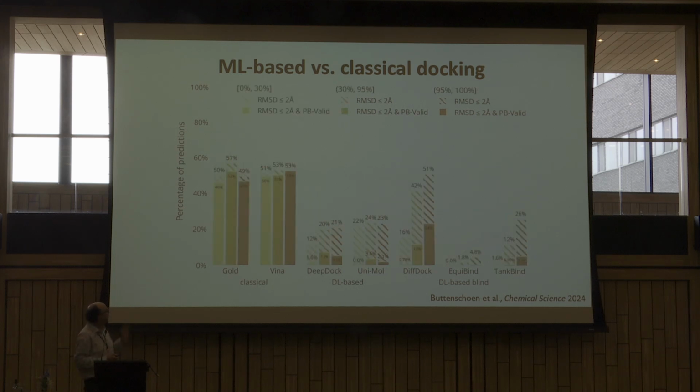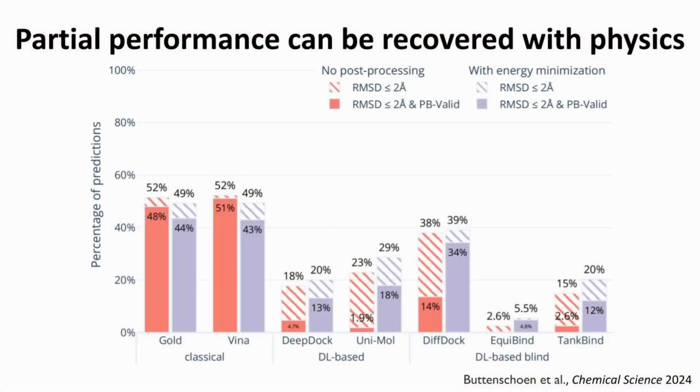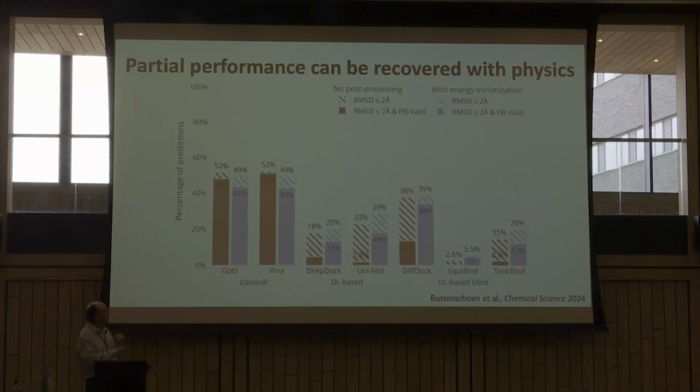This can be partially covered if you do some physics-based relaxation after the fact, so it's not all a loss. But nonetheless, when you do all this very carefully, what you end up with is that something like DiffDock, which was the leading method in this space before RoseTTAFold All-Atom and AlphaFold 3, does end up doing worse than the classical physics-based approaches.